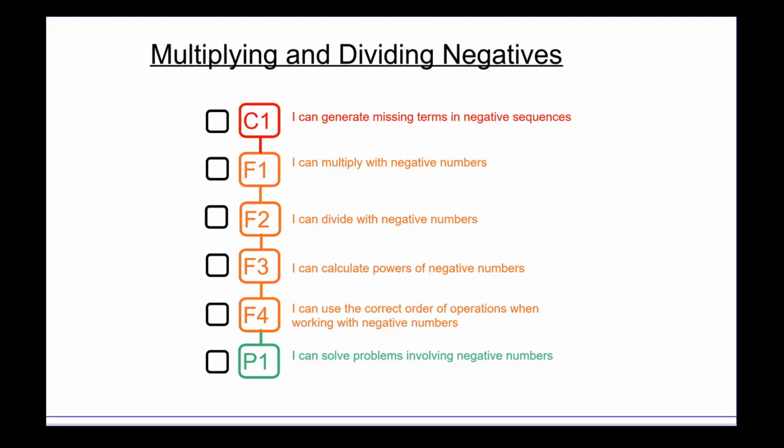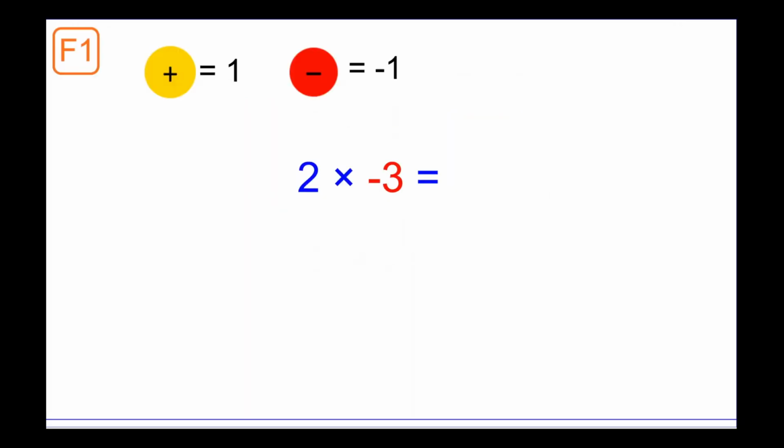This is the multiplying and dividing negative numbers video number 2 covering F1. In the last video we understood 2 times negative 3 to mean 2 lots of negative 3, which equals negative 6. In this video we're going to investigate what happens if we switch these two inputs around.